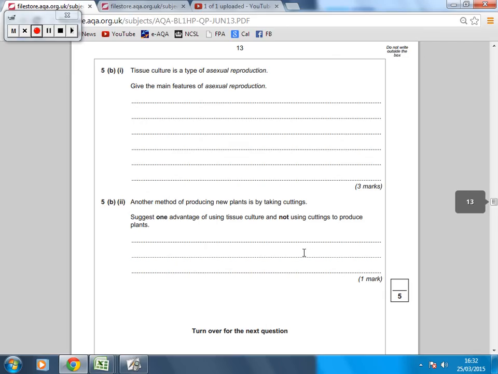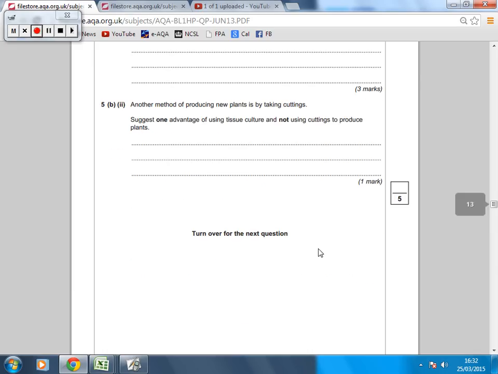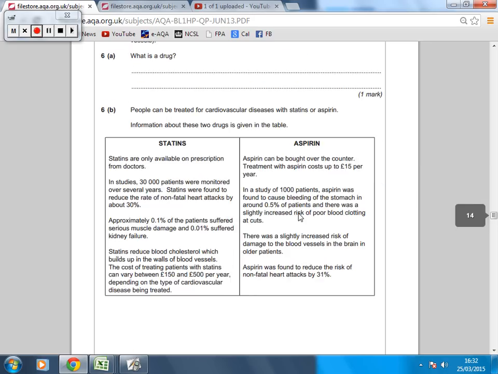So tissue culture is a type of asexual reproduction. Give the main features of asexual reproduction. 3 marks, 3 bullet points. Make sure you put plenty of detail for the 3rd mark. Another method of producing new plants is by taking cuttings. Suggest 1 advantage of using tissue culture and not using cuttings to produce plants. There must be a standard advantage. Write that down. Again, very standard question.